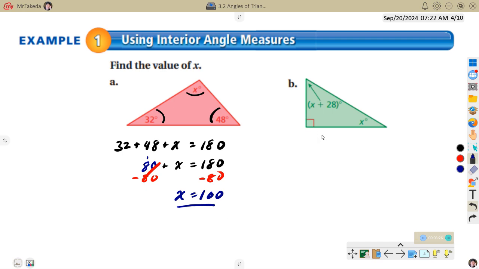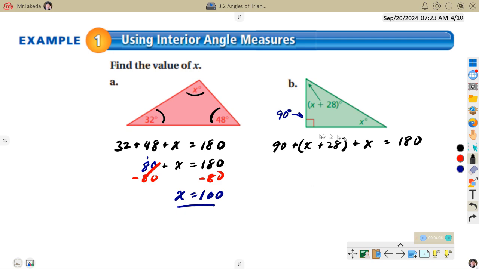On the second example here, we have a couple things happening. So first of all, they don't give us any measurements except, well, they actually give us one. This little box, this little square indicator here, indicates that this is a right angle, which means this is 90 degrees. So my equation here is going to be 90 plus X plus 28. Now I'm going to put that in parentheses for now, plus X equals 180. So 90 plus X plus 28 plus X.